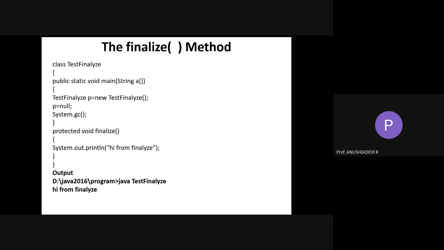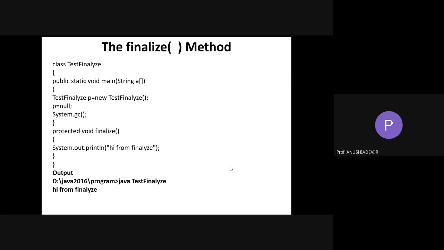And you can also call the function explicitly. But even if you call the function explicitly, it is only decided by the JVM whether the GC has to be called or need not be called. Even if you are calling the system.gc method explicitly, that is only decided by the JVM.